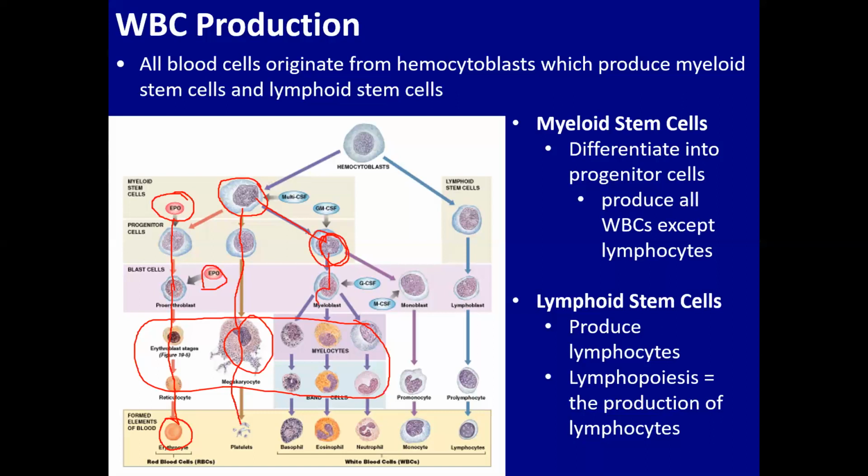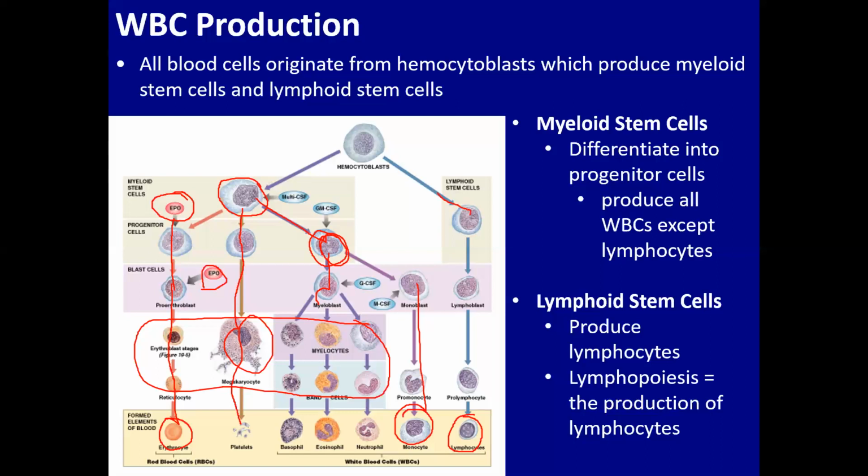If the blast cells are hit with MCSF, then the product is going to be a monocyte, and you know that monocytes become macrophages. All right, but like I said, lymphocytes, T cells, B cells, and natural killer cells are the only ones that go through the lymphoid stem cell process.